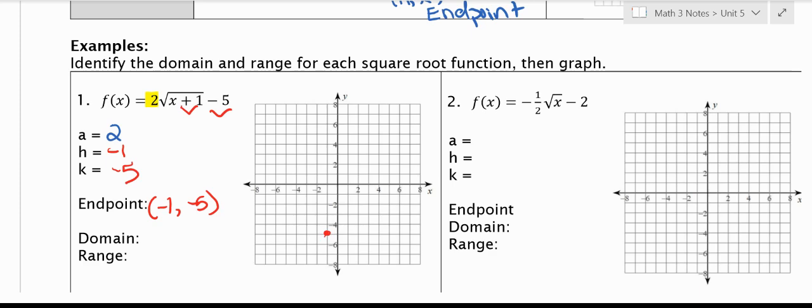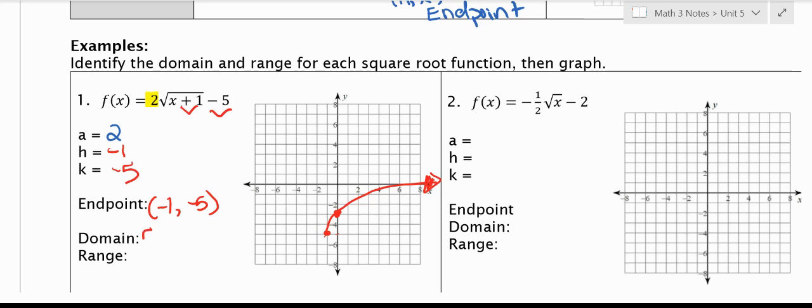And my a value is 2, so that means if I go over 1 unit, I'm going to go up 2. And then from here, if I want to do a table of values, I can, but I'm just going to do my best to sketch. It might not be a perfect graph, but you get the rough idea. It's going to be a little more stretched because there's a 2 there. And it's going to go up towards positive infinity because it's a positive 2. And it starts at (-1, -5).